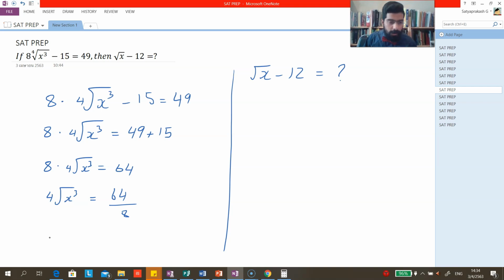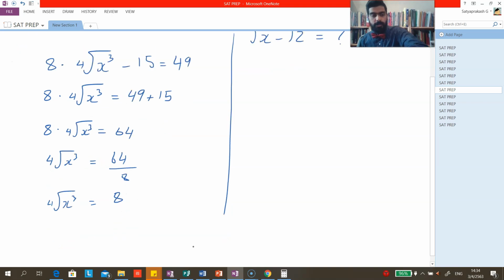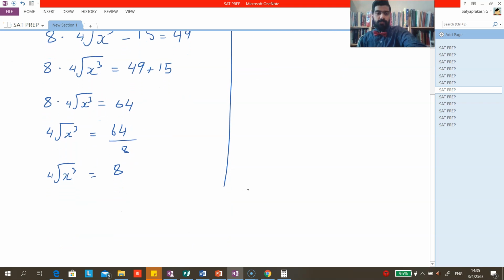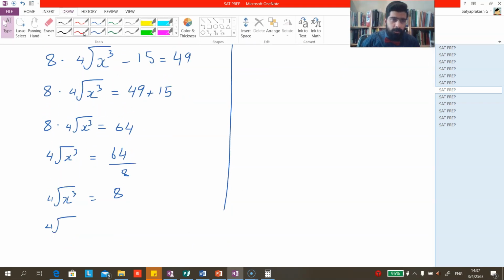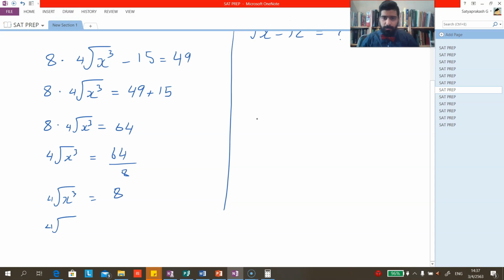So we would have, what do we have? 4th root of x to the power of 3 is equal to 64 divided by 8 would give us 8. Right guys? Any question? No? Yes. Continuing from here. So what do we have here? So pretty similar to what we learned just now, right guys?